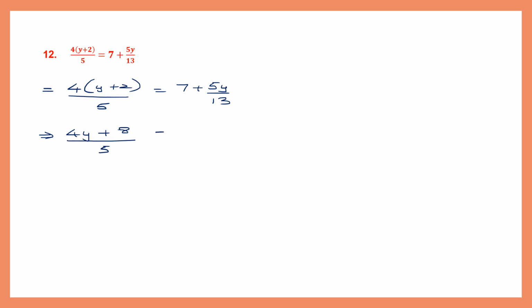Now let's work out the other side. So this is 7 by 1. So the LCM there will be 13. So 7 into 13. Why is it 7 into 13? Because 1 into 13 is 13. So we multiply 7 by 13 and that is 91. Plus, now here it's the same number, 13 into 1. So 5y into 1 is 5y.